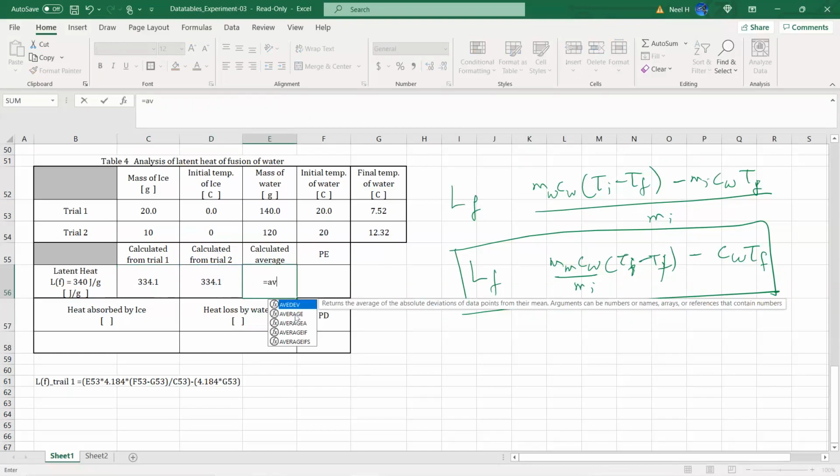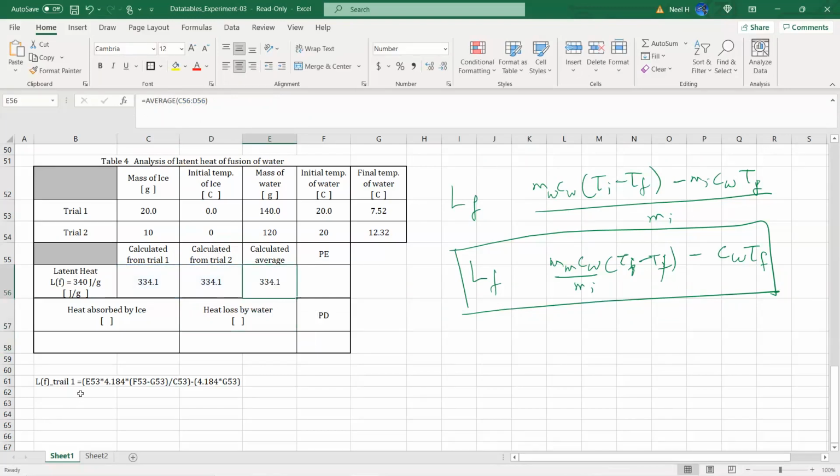You can use the average function in Excel to do the average of these two. And then we'll compare that to the expected value. Okay. So this is going to be LF average. Okay. And then we'll compare that to the expected value, which is about 340. Equal open brackets ABS open brackets calculated average minus the expected value 340 close bracket divide by 340 close bracket multiply by 100. About 1% error.